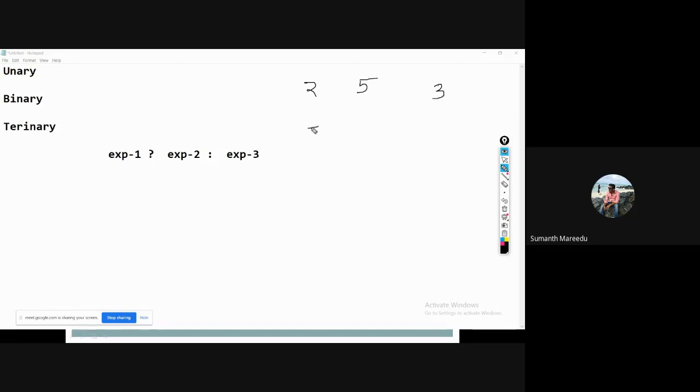What is the difference between 5 and 2? 3. It is also 3. Okay. I want to display this kind of answer. It may be 2 5 or 5 2. I want the difference of those two numbers.